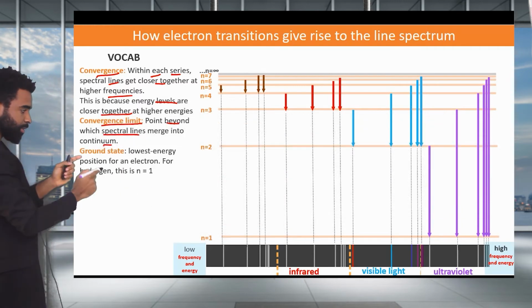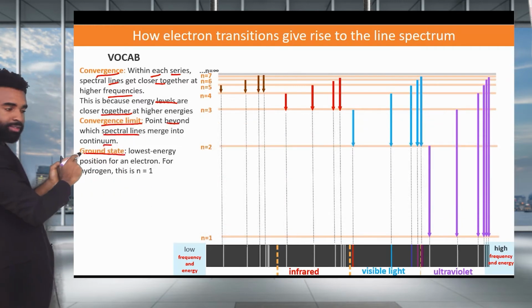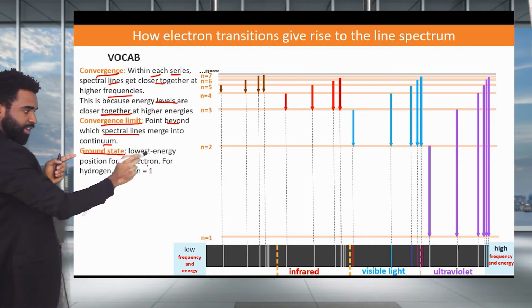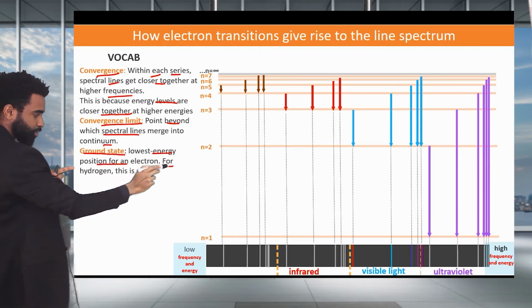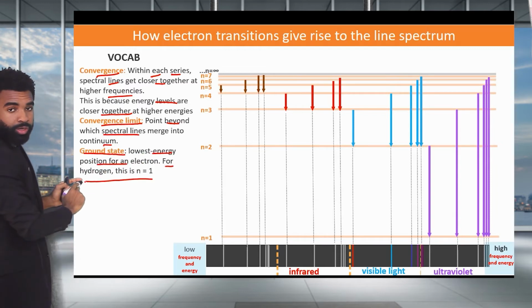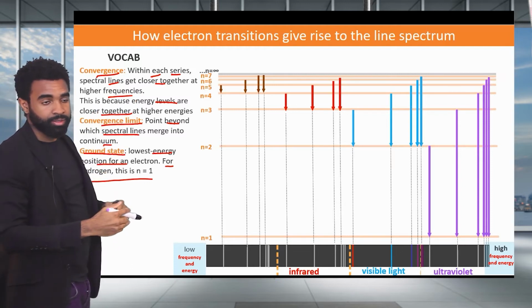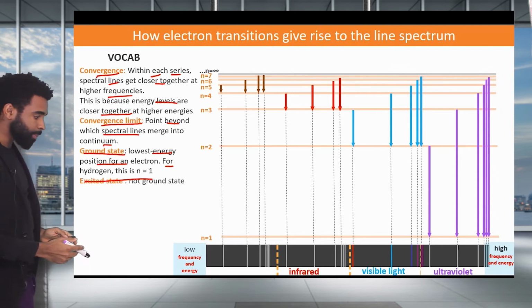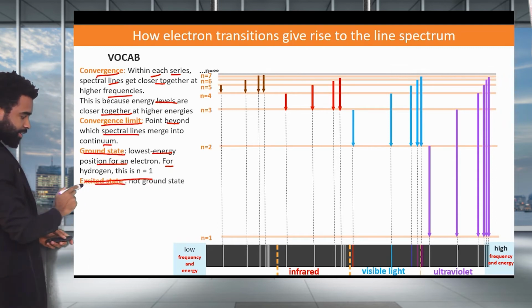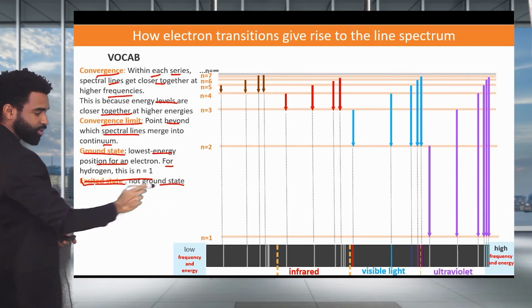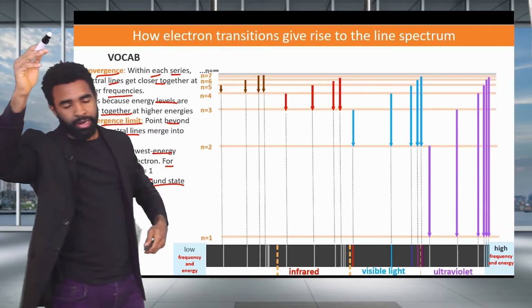Another important piece of vocabulary, the ground state, I've used this term a few times, is the lowest energy position for an electron. For hydrogen, it's n equals 1. For other electrons in other higher electron atoms, it might not be n equals 1. And we have the excited state, which I've canceled out here, is not the ground state. So anything above the ground state.